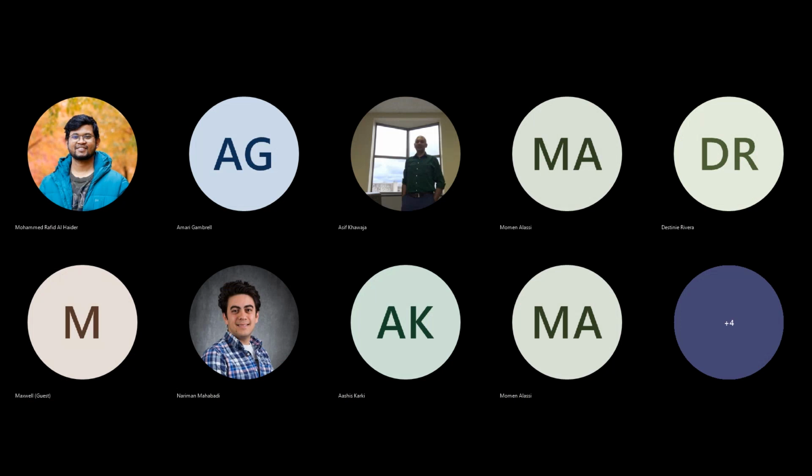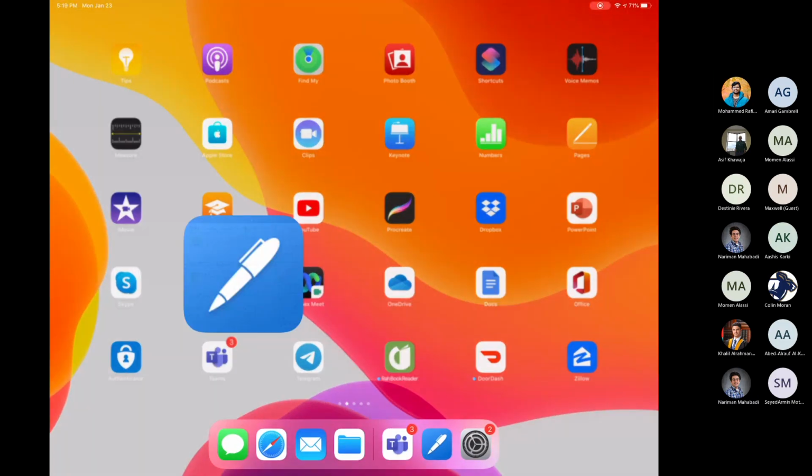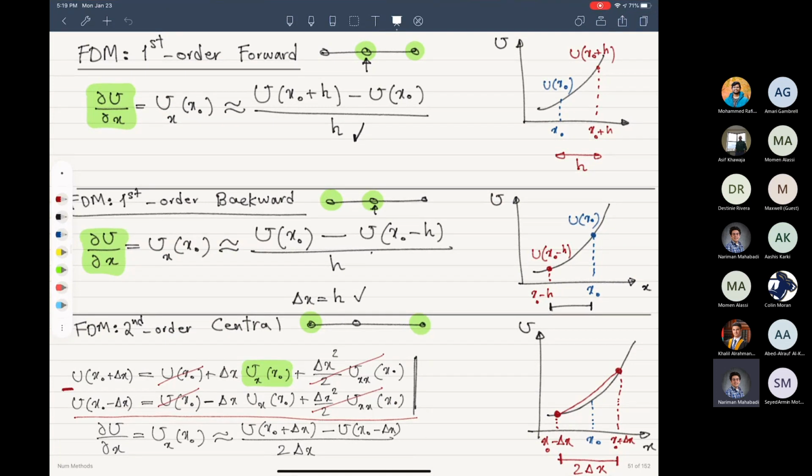the microphone a little bit closer to my iPad. Okay, share the screen. Okay, so everyone see the screen?